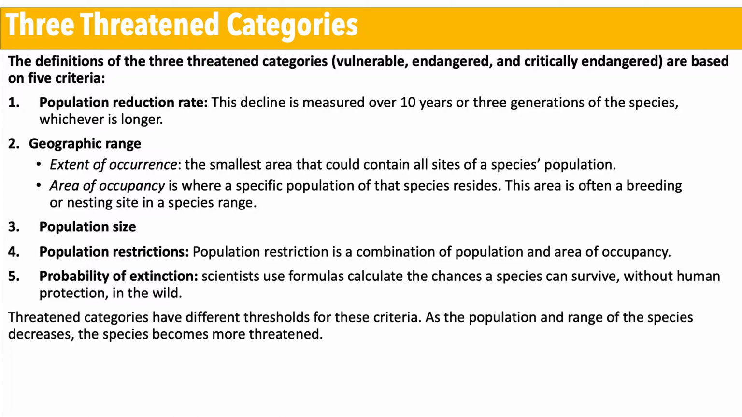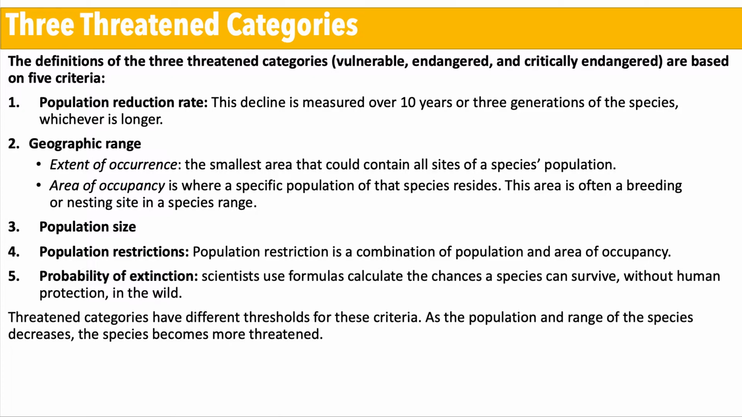This area is often a breeding or nesting site within their range. Right. The third thing they'll look at is population size, which is simply how big they are. The fourth thing is the population restrictions, which is the combination of the size of the population and the area they occupy. And then the fifth thing is the probability of extinction.